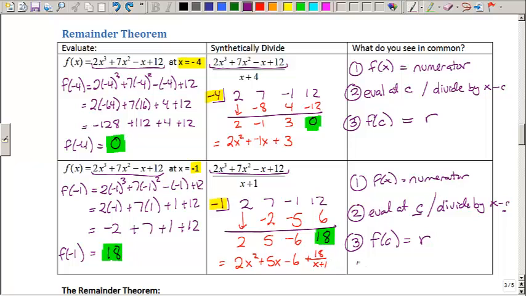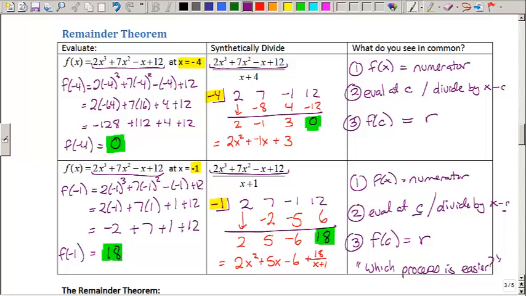A question I usually like to ask is, which process is easier? Is it easier to plug this in and find out all the large numbers? Sometimes it might be fine, but sometimes, look at these numbers, they got really, really big. I find it often much easier just to use synthetic division and find the remainder that way.